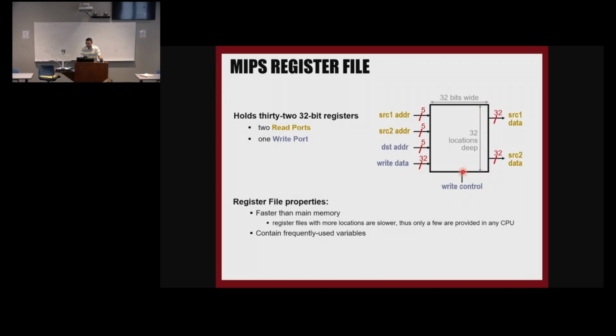If we ignore this write control, so we will talk about this later. There's a control signals that control different parts of the CPU. But ignore this for now. We have 4 inputs, 2 outputs. Each register file is 32-bit wide, and we have 32 locations in it. Okay, so you can read 2 values stored in the register file from this register file in one clock cycle. 2 values, contents of 2 registers at the same time. Okay, so that's why we have 2 outputs.